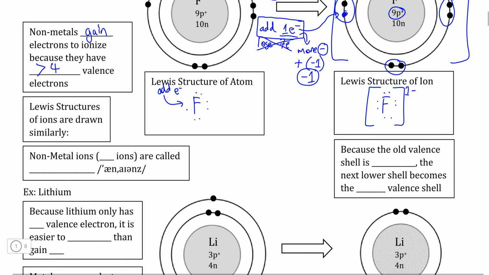Now, the only other term that we need to get out of the way is that now that we have identified that fluorine has a negative charge, we can give it a special name. Any nonmetal that forms an ion by gaining electrons is what we call an anion. So an anion is what it looks like. Technically, the emphasis is on the first syllable, anion, meaning negative ion.